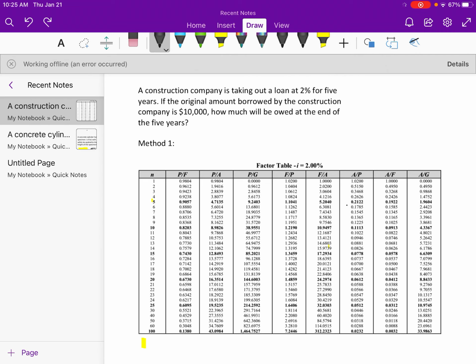A construction company is taking out a loan at 2% for 5 years. If the original amount borrowed by the construction company is 10%, how much will be owed at the end of the 5 years? So there's two methods that you can take to approach this.